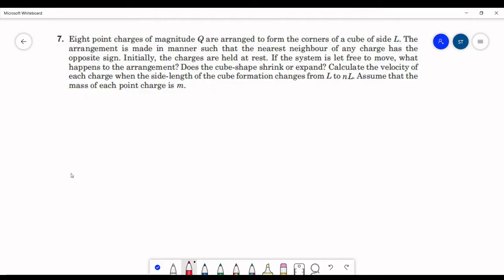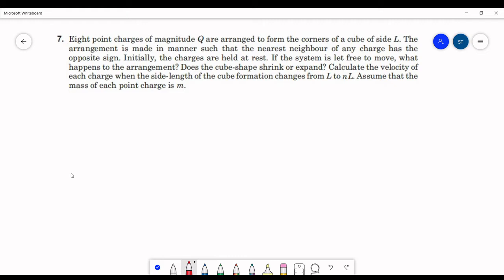So the question given is: 8 point charges of magnitude q are arranged to form the corners of a cube of side L. The arrangement is made in a manner such that the nearest neighbors of any charge have the opposite sign. Initially the charges are held at rest. If the system is let free to move, what happens to the arrangement?